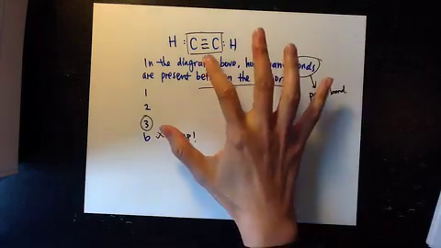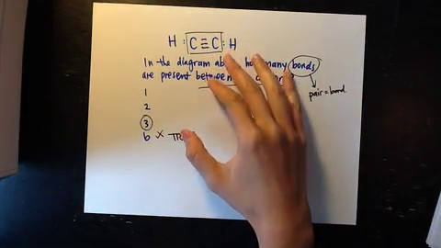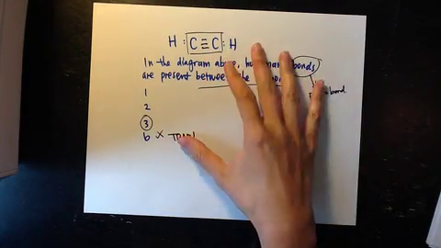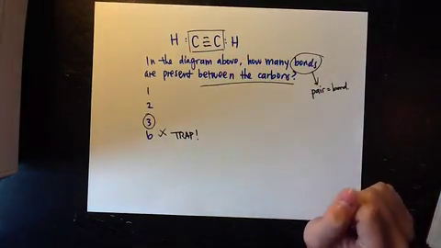Right. So Lewis structures are, again, a short way of showing the valence electrons in an atom and how they bond to other atoms.